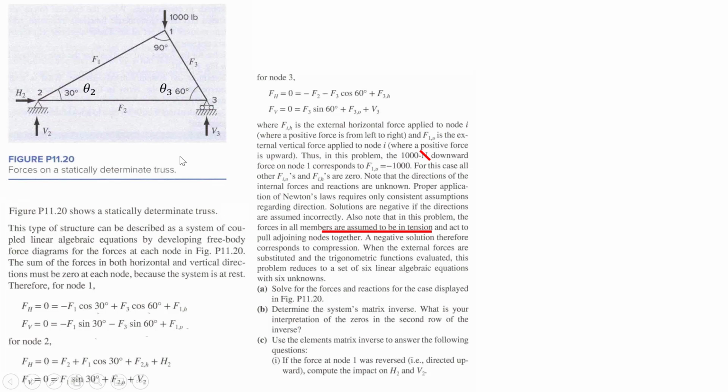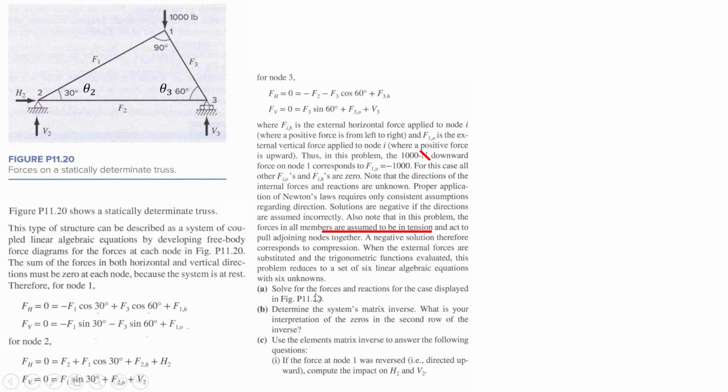The H2, V2, and V3, those are the internal forces I spoke of earlier. Those are given conventions right here. So left to right for the horizontal, down to up for the vertical 2 and the vertical 3. When the external forces are substituted and the trigonometric functions are evaluated, this problem reduces to a set of 6 linear equations and 6 unknowns. And the F1, F2, F3 are your unknowns, coupled with the H2, V2, and V3.